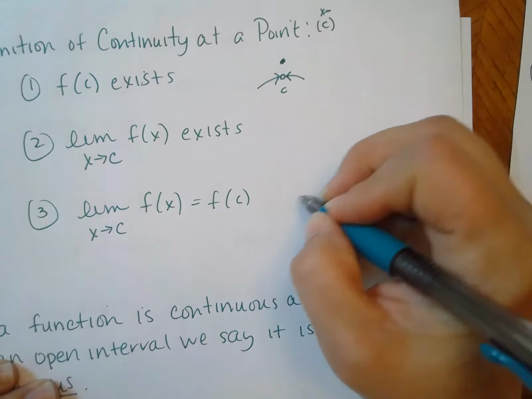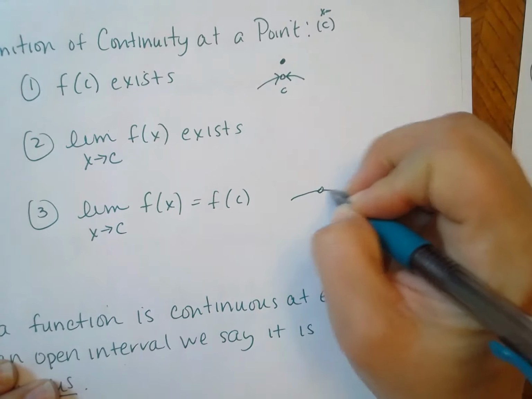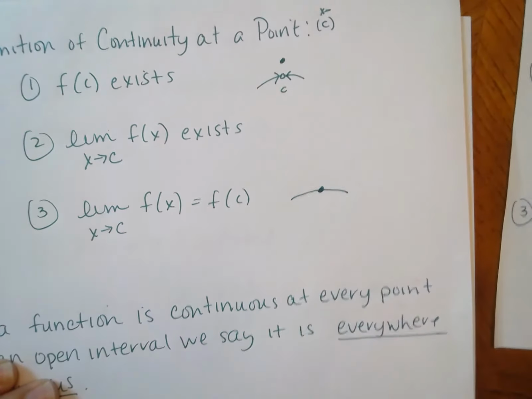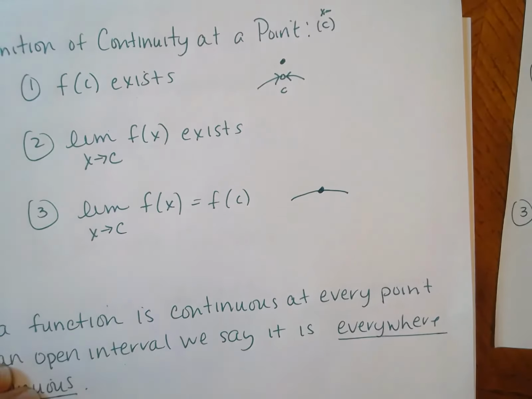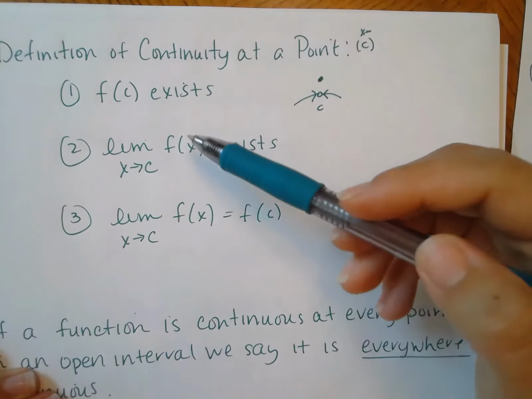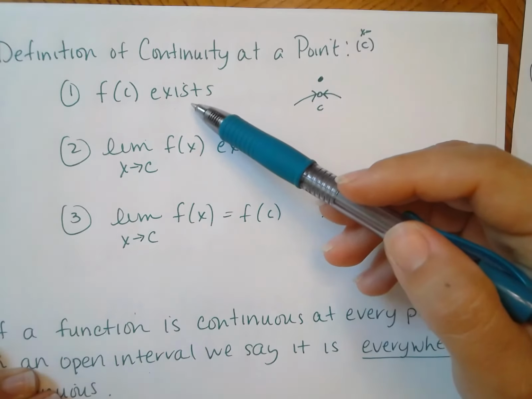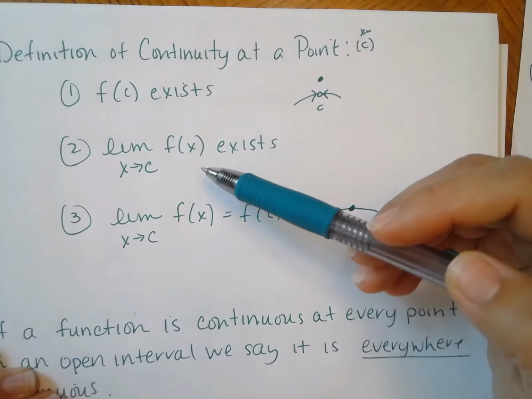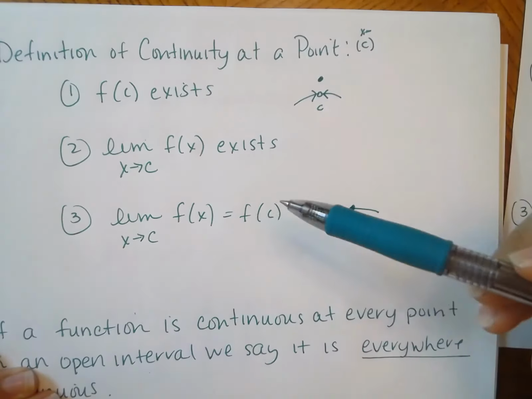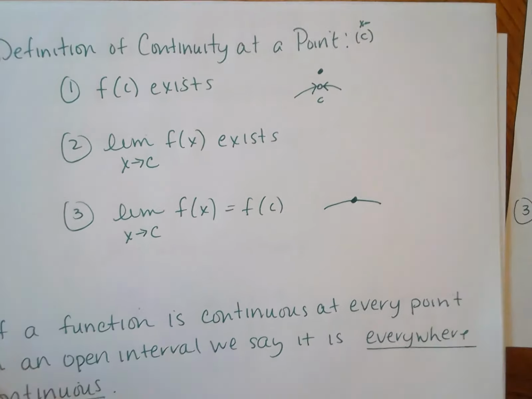That means f of c has to be right there, and that fills in the hole. So that's the definition of continuity at a point: the y value at c has to exist, the limit has to exist, and the limit and the point value have to be equal to each other.